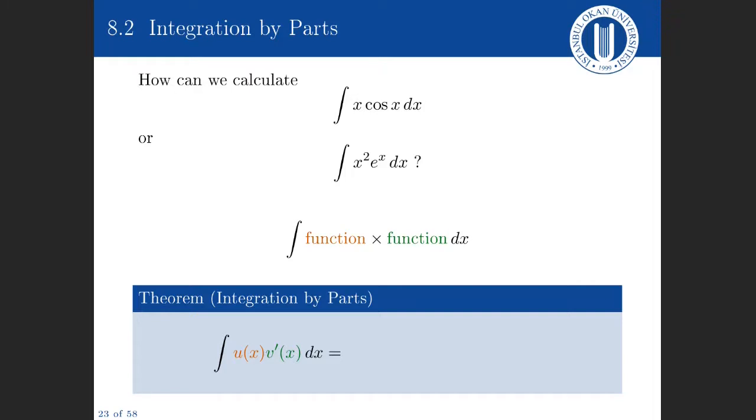If we have two functions, if the first function we call u of x and the second function we call v prime of x, then this integral is equal to two things. It's equal to uv minus another integral. And when we get to the second integral, we differentiate the first function. U we replace by u prime, and we integrate the second function. We integrate v prime to get v. And sometimes we can use this to turn a difficult integral into an easier integral, as I will show you in the next examples.